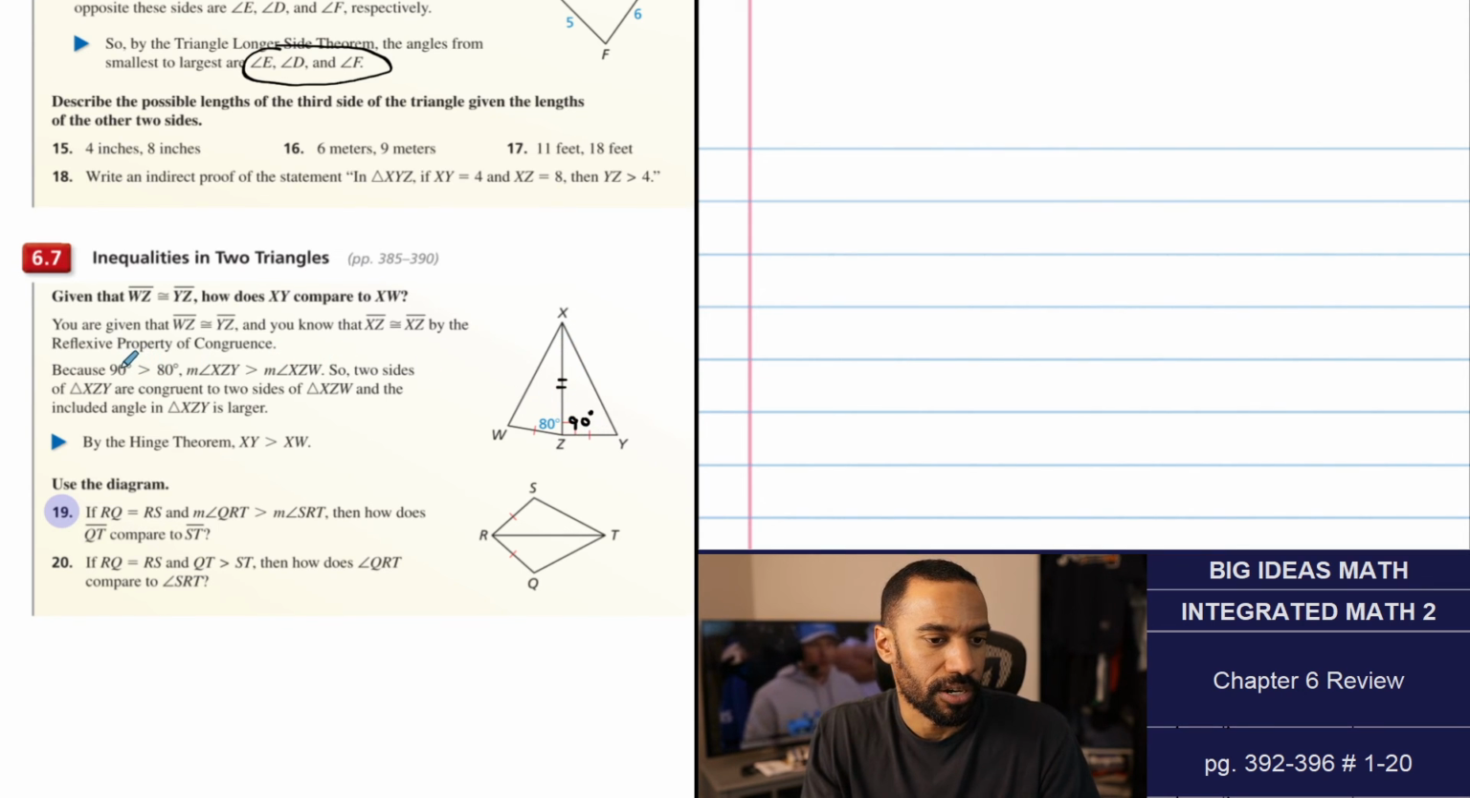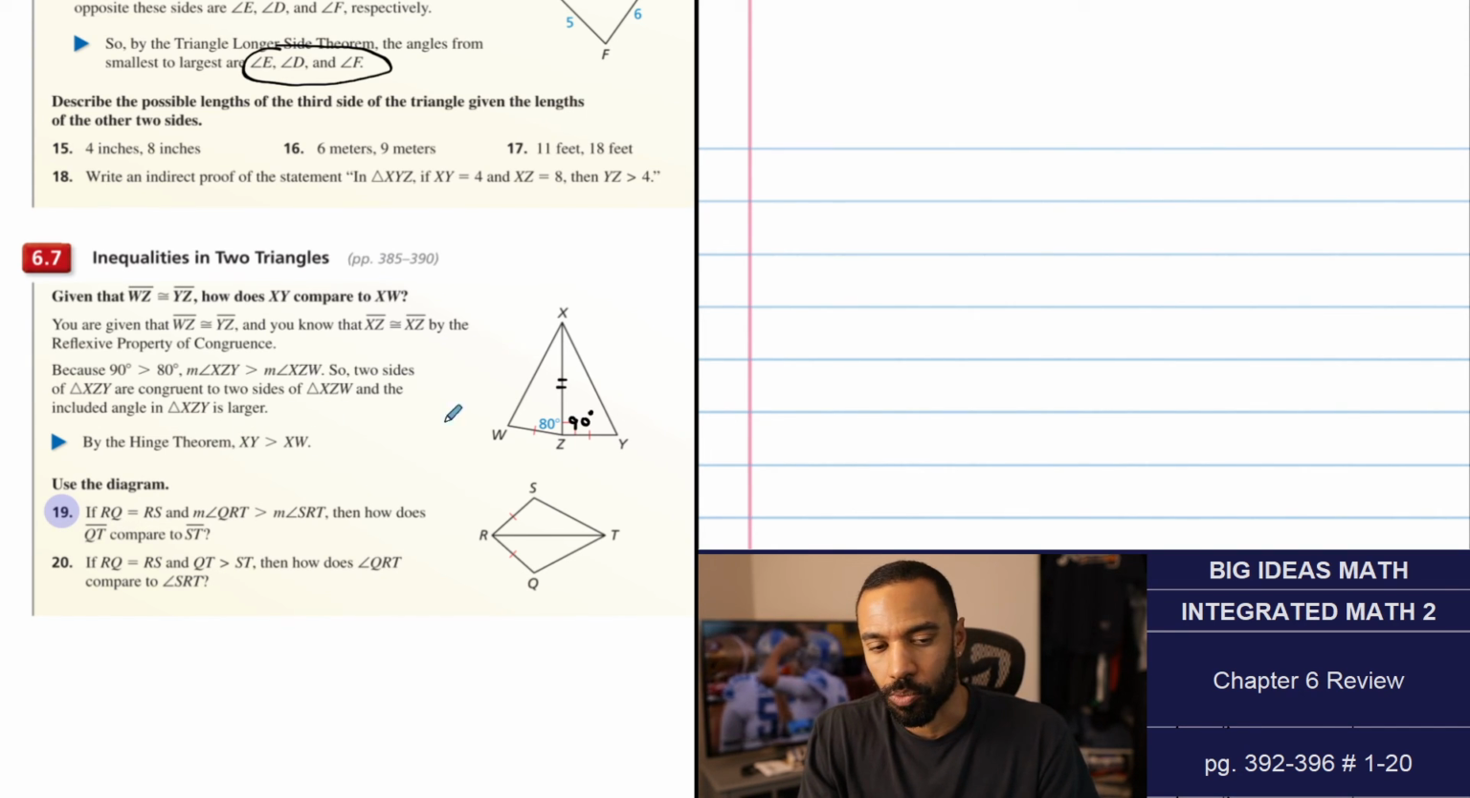And that's kind of what they're mentioning here. 90 is more than 80, so that measure is bigger than this one. Therefore, XY will be bigger than XW. That's how they compare. It's called the hinge theorem. And that's the way that they go.